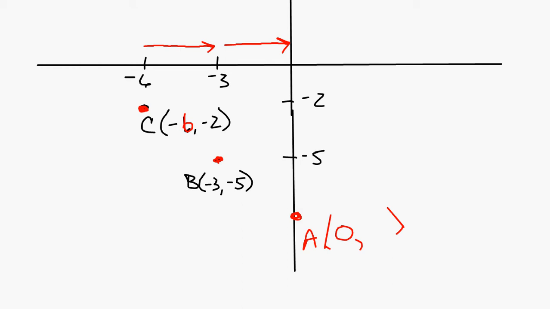Let's look at our y's. On our y's, we went from -2 down to -5. How many did we go down? Went down 3. So how many more do we got to go down? Down 3 from -5. So it's going to be -8, right?